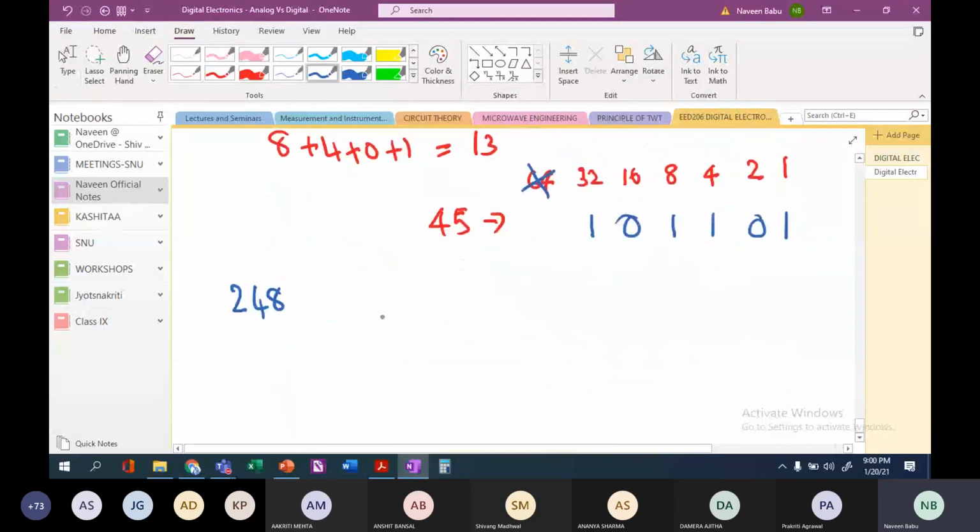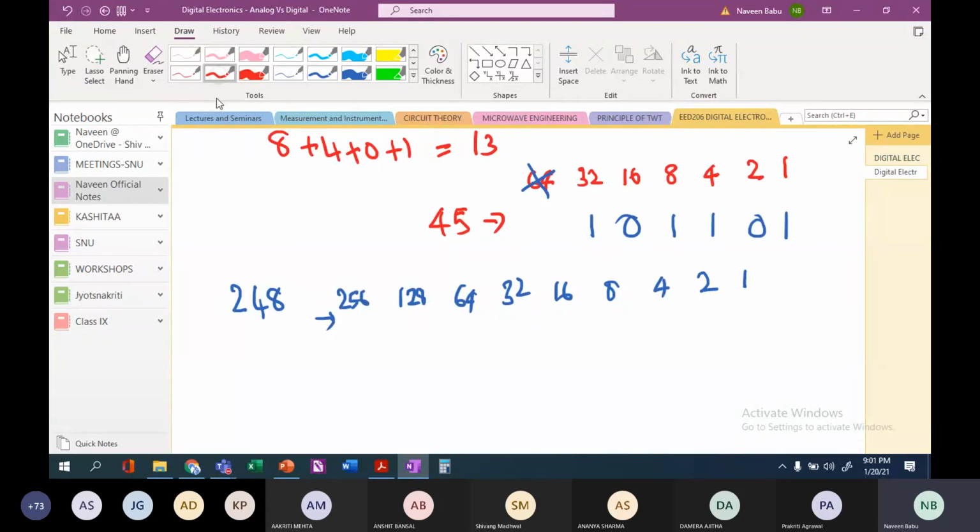Instead, what you can do is identify the positional weights. What are the positional weights possible? 1, 2, 4, 8, 16, 32, 64, 128. I am writing in 2 powers, and then 128, 256. 256 weight is not possible because 256 is going beyond 248. So I will have to just write once subsequently like this.